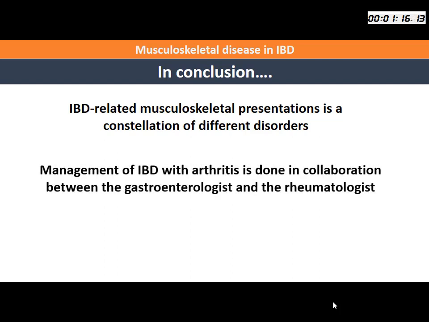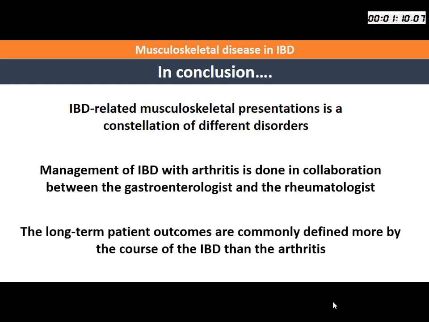Management of IBD with arthritis is done in collaboration between the gastroenterologist and the rheumatologist. The long-term patient outcomes are commonly defined more by the course of the IBD rather than the arthritis.